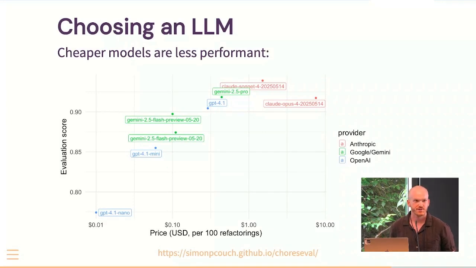Okay, familiar territory. We're on the XY plane. On the x-axis, we have the price per 100 refactorings. So if I generate Roxygen documentation 100 times, this is the price that we're looking at. And on the y-axis, we have an evaluation score. So this is based on an evaluation of models specifically for sort of being the engine of the Chores package.